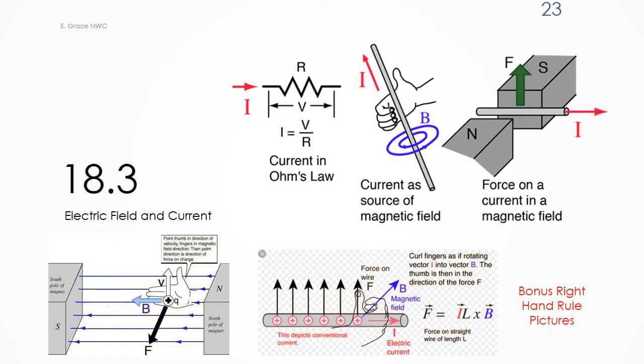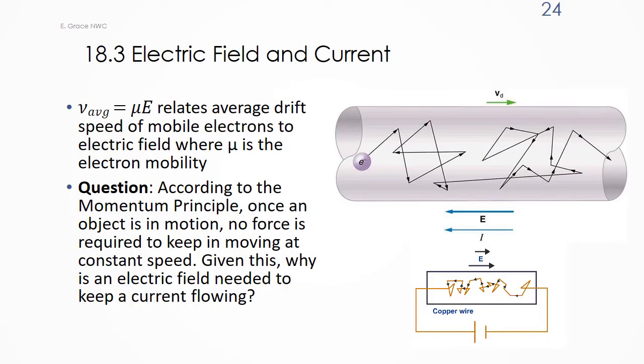Okay, so now that we have started to probe conceptually a little bit of the relationship of electric field and current, and we have a couple equations that we already know, let's understand this in more detail. So the electric field and current, we know that the average drift speed is equal to mu E, which relates drift speed to the electron mobility and the electric field. So electron mobility is, of course, material specific, and E is a field that you are applying.